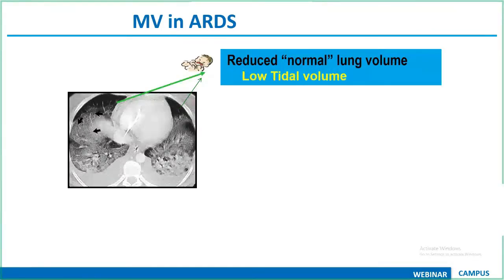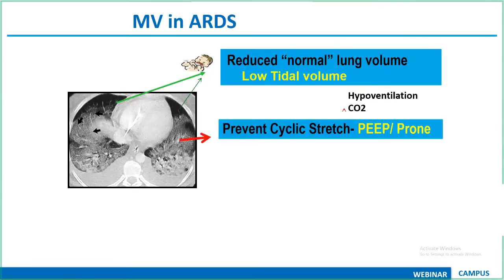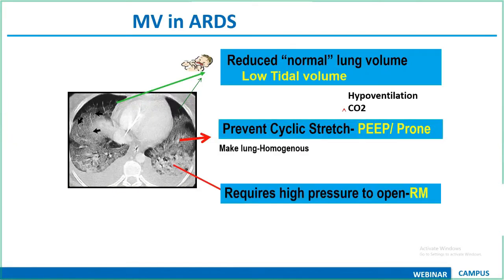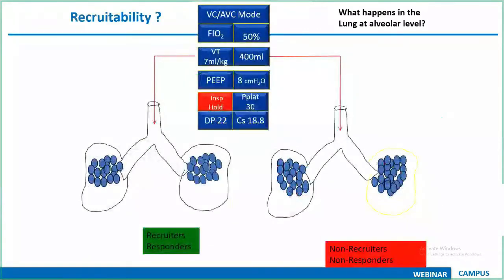In mechanical ventilation in ARDS, you should understand that in the ARDS lung, we can have a normal lung with reduced lung volume, where we have to use low tidal volume to protect it. So we will have to hypoventilate, and there will be carbon dioxide retention. Next, we have to prevent cyclical stretching by PEEP or prone by recruiting. In the consolidated lung, we will require high pressure to open up, either by using a recruitment maneuver or by using moderately high PEEP. And with life-threatening refractory hypoxemia, we will sometimes have to open up these airways.